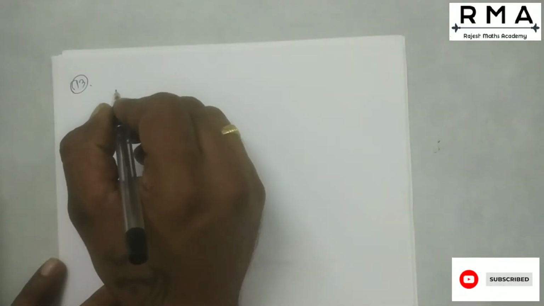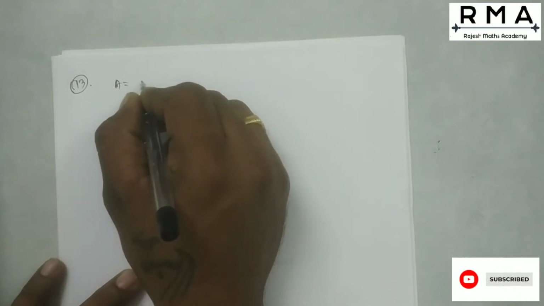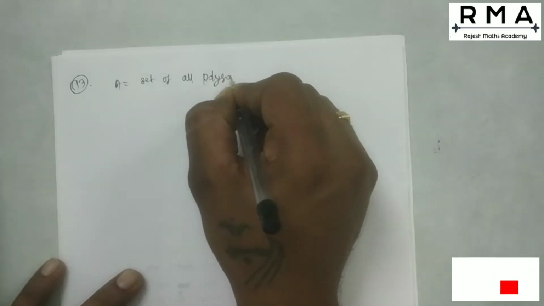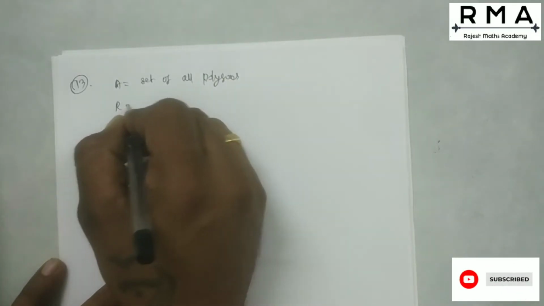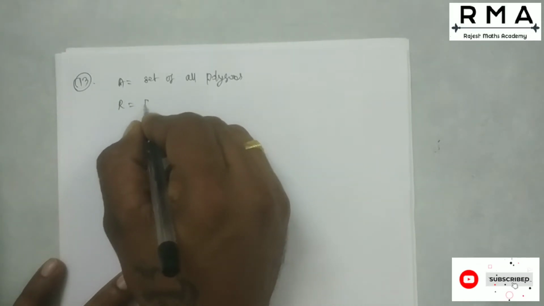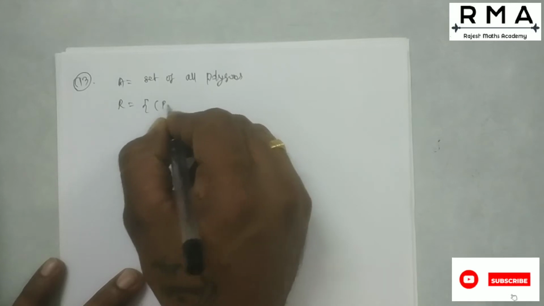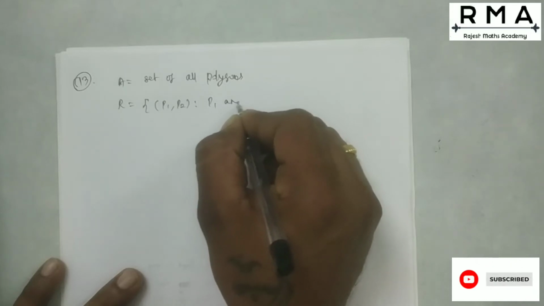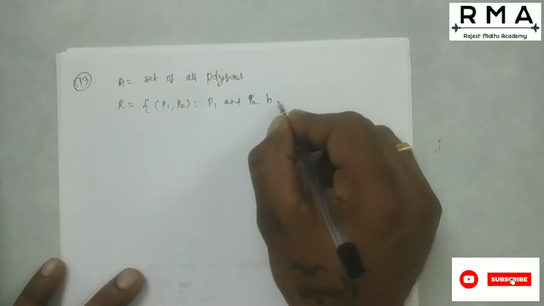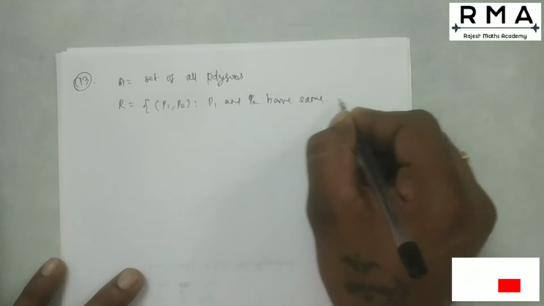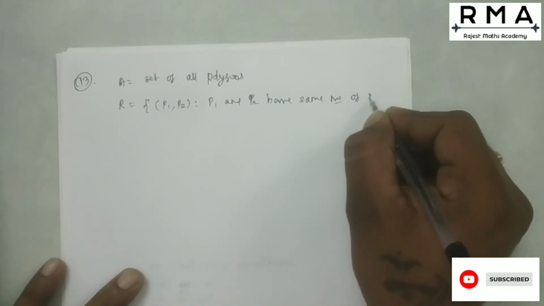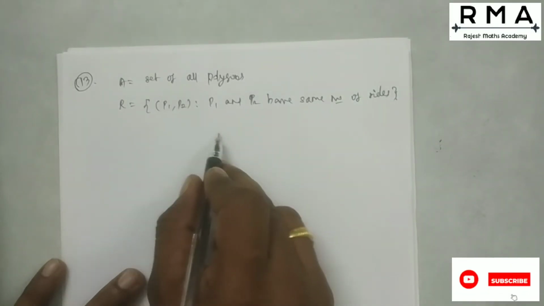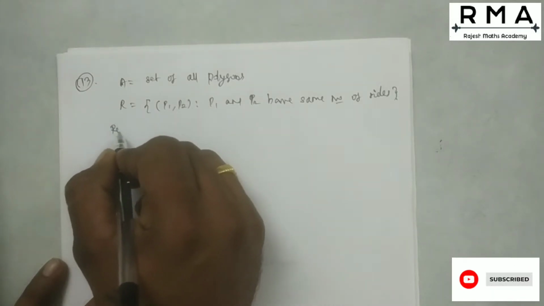Clear? So what is the set given? Set A equals set of all polygons. Relation R is defined here. So relation R equals ordered pair (P1, P2), that is, we are taking two polygons P1 and P2 that have the same number of sides. This is an equivalence relation, and I need to prove it. Clear? So first I will prove the reflexivity.